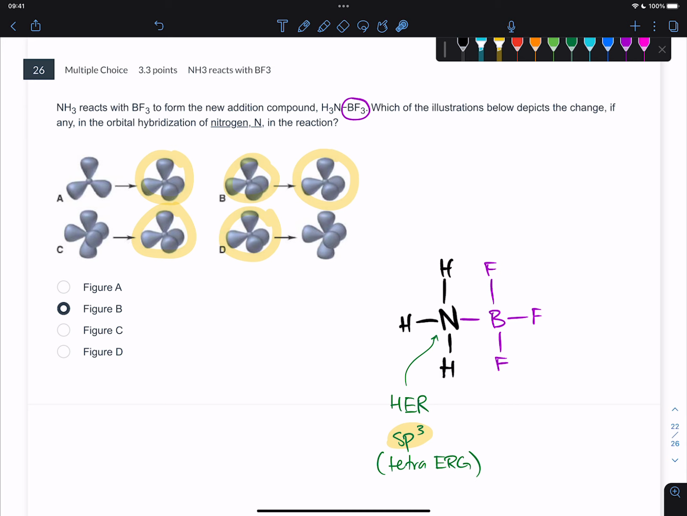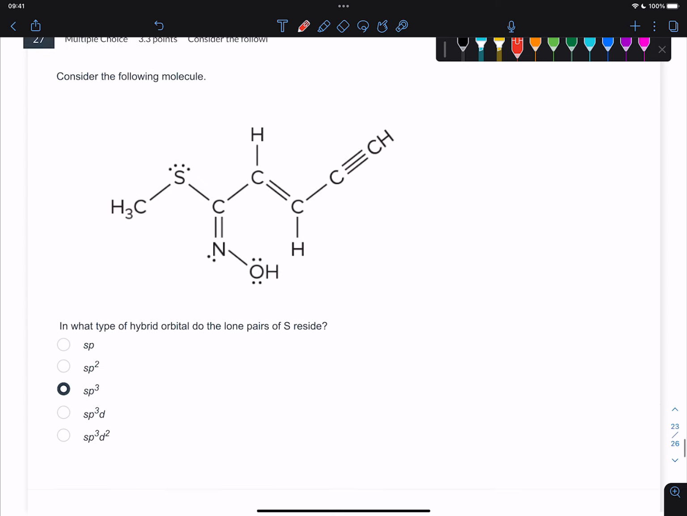It's still sp3. So it started as sp3 and it remained sp3. And that's why figure B makes sense. It did not become more hybridized in terms of adding another orbital in there or anything like that. It just used the open p orbital and put 2 electrons in it. Those 2 lone pair electrons.